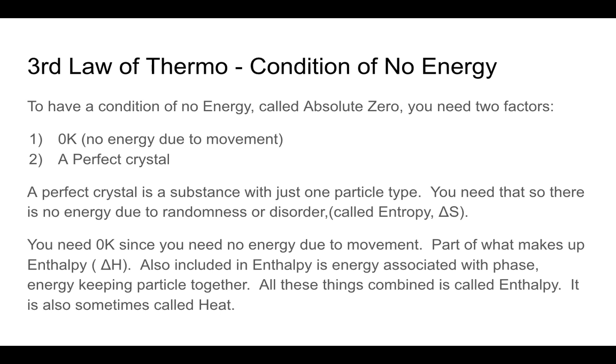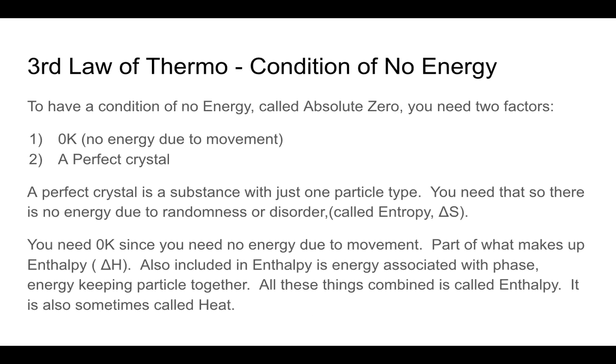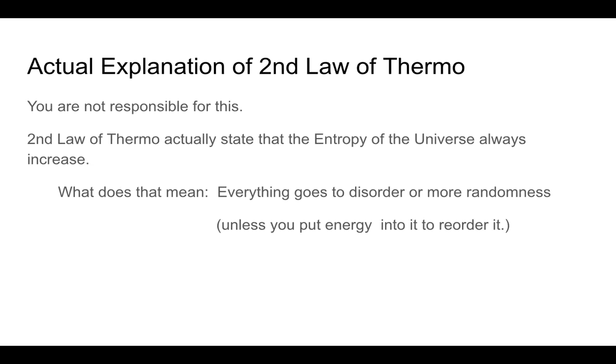So what the third law of thermodynamics is basically saying is, if you're not at absolute zero, which we've never gotten to, everything has energy in it. Everything has energy in it. And that's why in the Kelvin system there's only one basis, which is absolute zero, and you can't change it, because everything has energy in it.